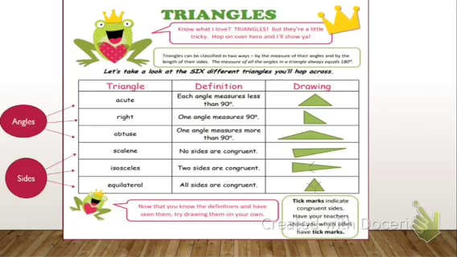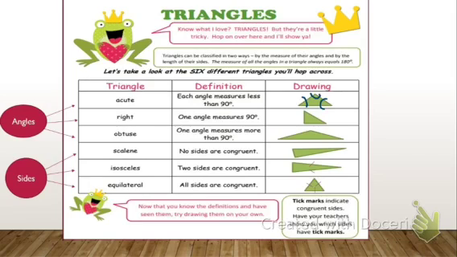So let's begin. The first one we're going to talk about is an acute triangle. In an acute triangle, each angle must measure less than 90 degrees. Now if you notice to the right, if you look at the drawing, when I'm referring to the angles, here's the first angle, second, and third, and each one of those angles must be less than 90 degrees for it to be an acute triangle.